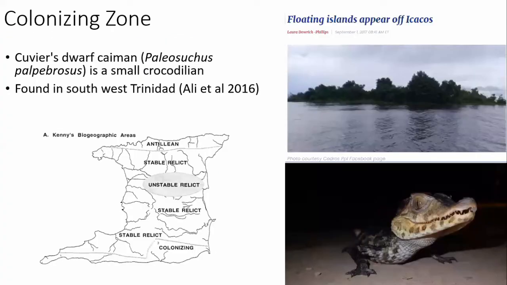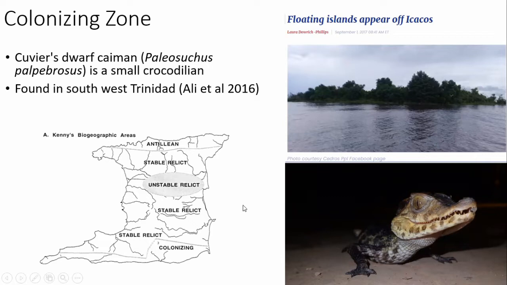Now, it's not just the fish we have to pay attention to. Ali et al. documented in 2016 Cuvier's dwarf caiman in the Chatham area down here, which is at the southwestern tip of our peninsula. The individuals were documented, and Cuvier's dwarf caiman, apart from being one of the smaller crocodilians, is characterized by these dots along the jaw. So more work has to be done in looking at the current distribution of this crocodilian. But it is not surprising it would be found in the colonizing zone.